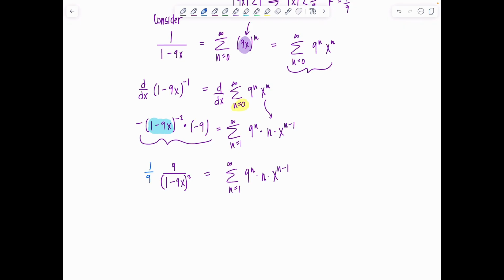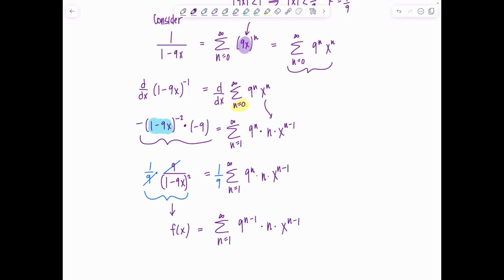I'm going to multiply by 1/9. Now, lo and behold, these cancel. I have f of x over here. And then I can write this as the sum, n equals 1 to infinity. That's 1/9 when I bring it inside. This is 9 to the negative first, right? So I'm going to have 9 to the n minus 1 times n times x to the n minus 1.